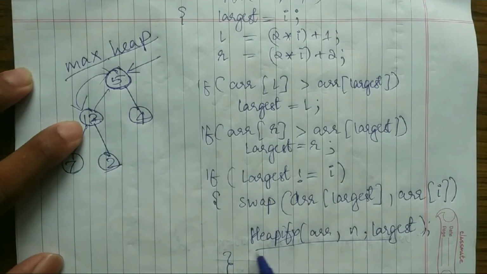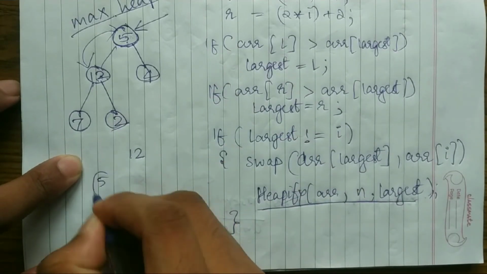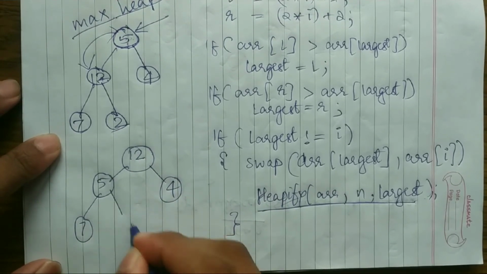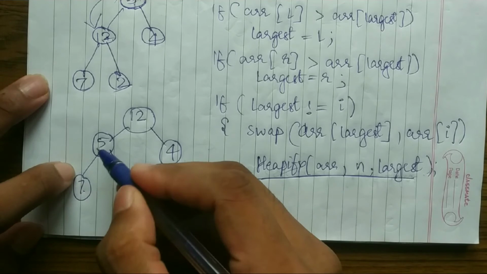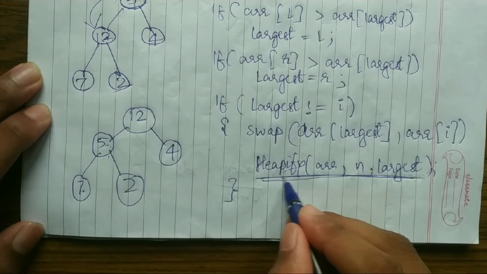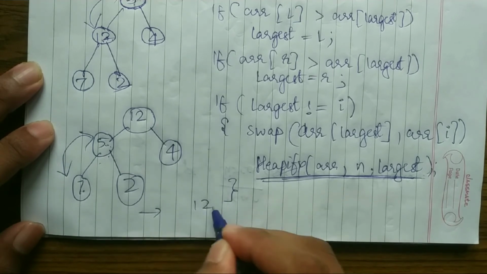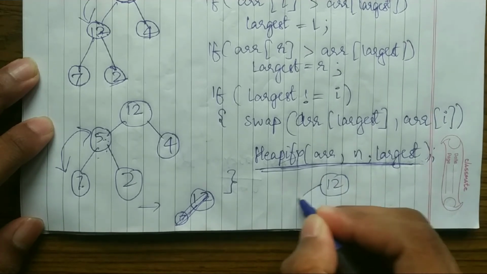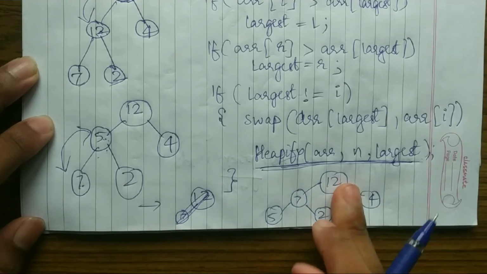And why are we calling this? After we swap this, this will become 12, 5, 4 and 7 and 2. Now again 5 is smaller than 7. In the max heap, this should be here and this should be here. That's why we are recursively calling this function again. Now when we swap 5 and 7, this will become 12, 7, 4, 5 and 2. This is max heap.